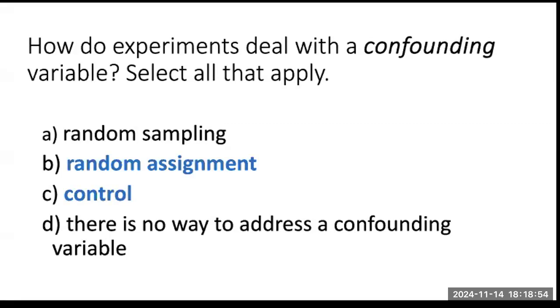The answer is it's through random assignment and control. So random assignment minimizes the possibility that you're going to have systematic differences between the control group and the experimental group. And then if you have a variable that differs, what you do is that you exert control. So that's why you say it's through random assignment and control.